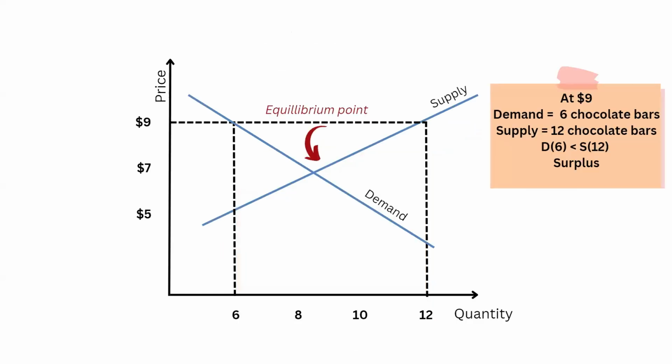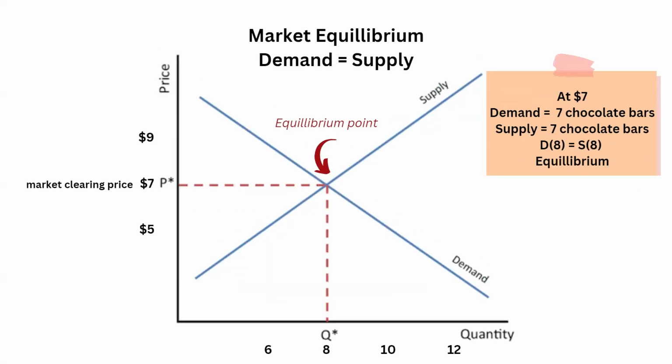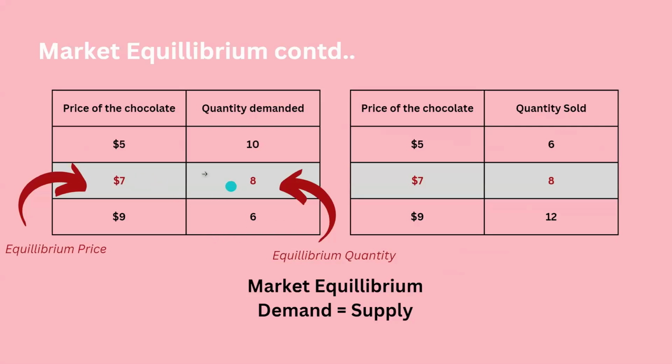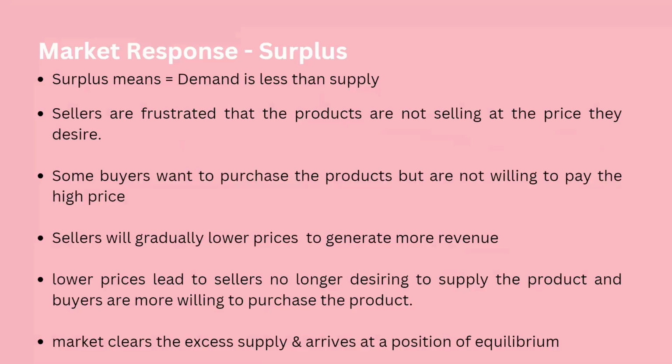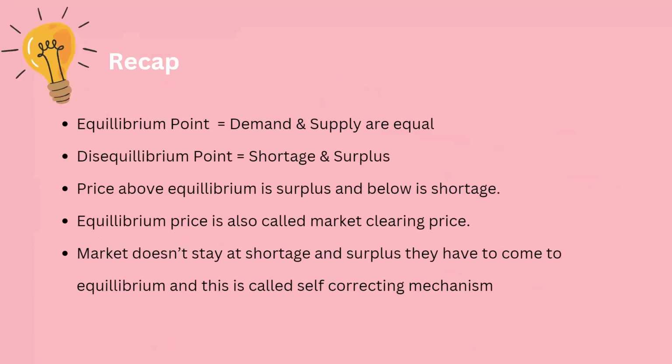So if I see this graph, yeah, this is the equilibrium point. The point above would be surplus. The point below would be shortage. And the equilibrium price is also called the market clearing price.